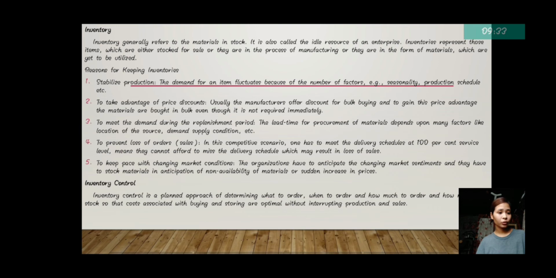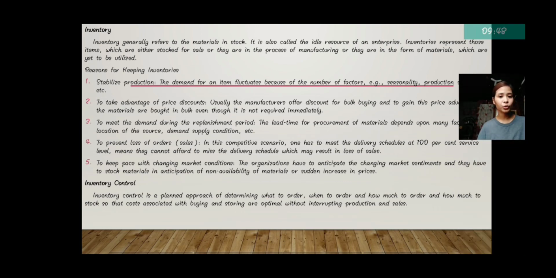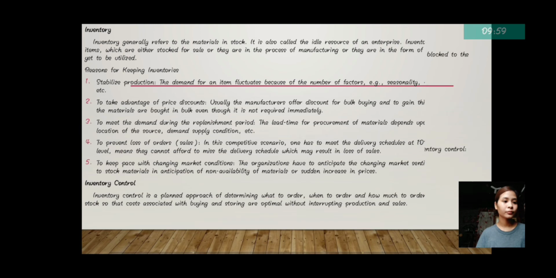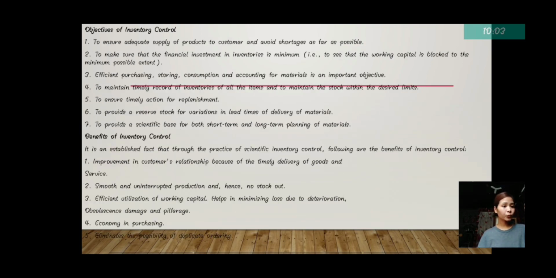So inventory control is a planned approach of determining what to order. So this is the plan, well planned siya, in which when to order and how much to order and how much to stock, so the costs associated with buying and storing are optimal without interrupting production and sales. Then there are also objectives of inventory control. So first is to ensure adequate supply of products to customers as far as possible.